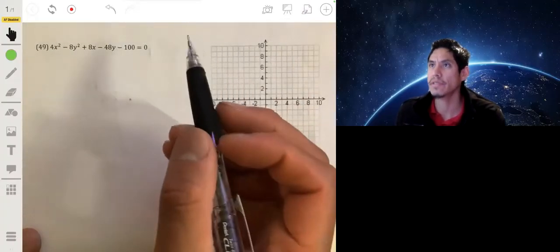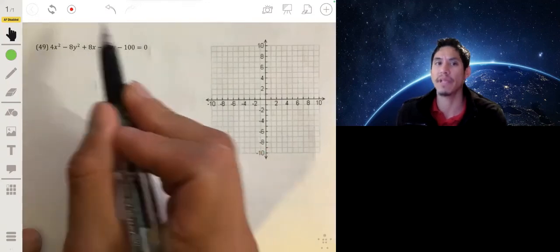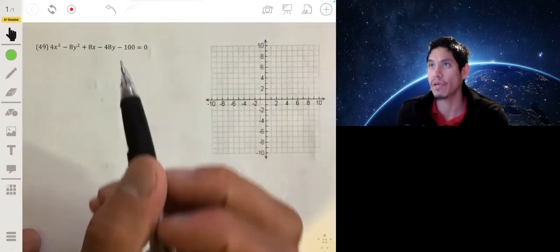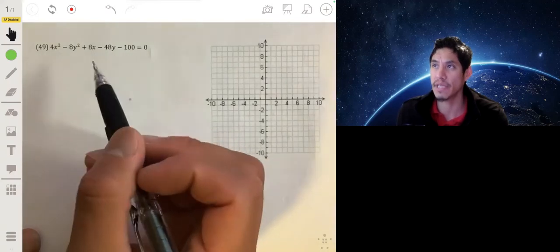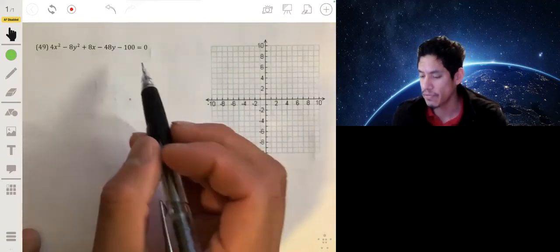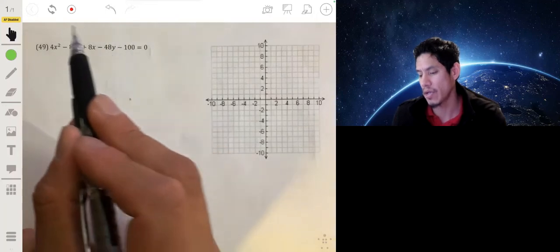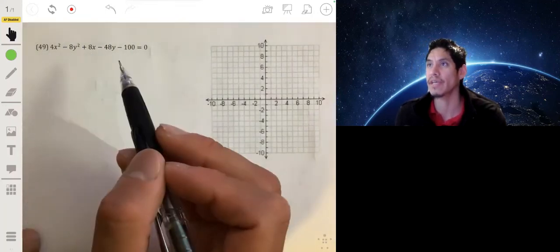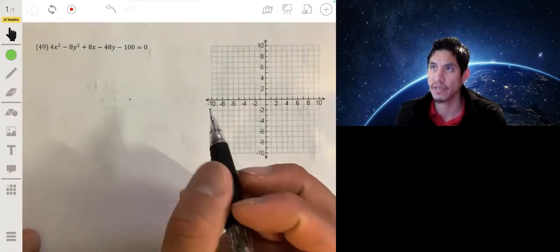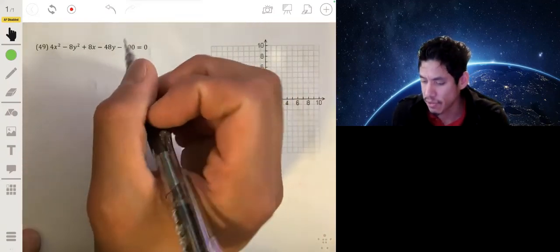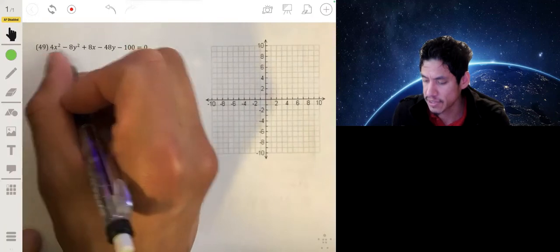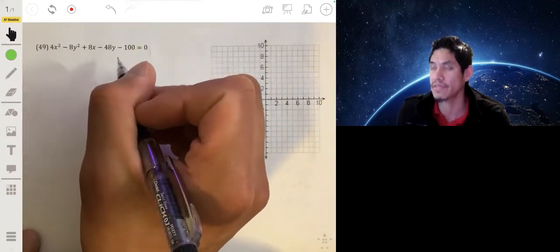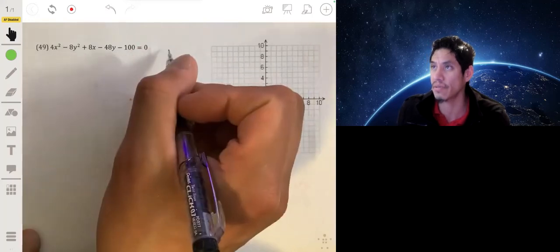Okay, so our goal is to graph the conic section represented by this equation. But first we have to figure out what conic section this equation represents. So for that, we're going to rewrite this equation in a form that we can recognize, and we're going to use completing the square to help us. So the first step I would advise is to group the x terms and y terms together on the left side and to bring the constants to the right.